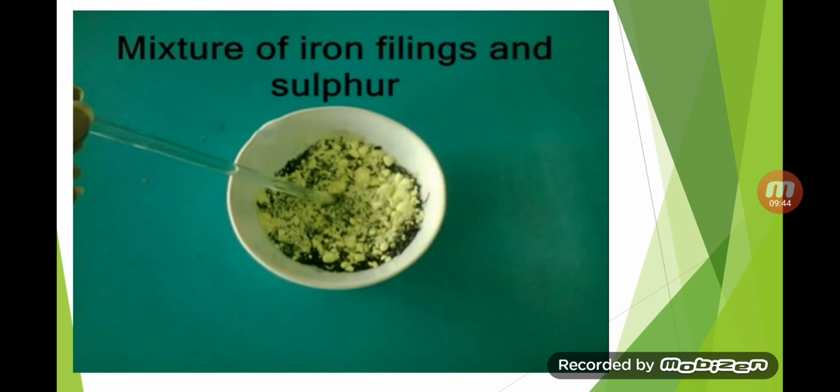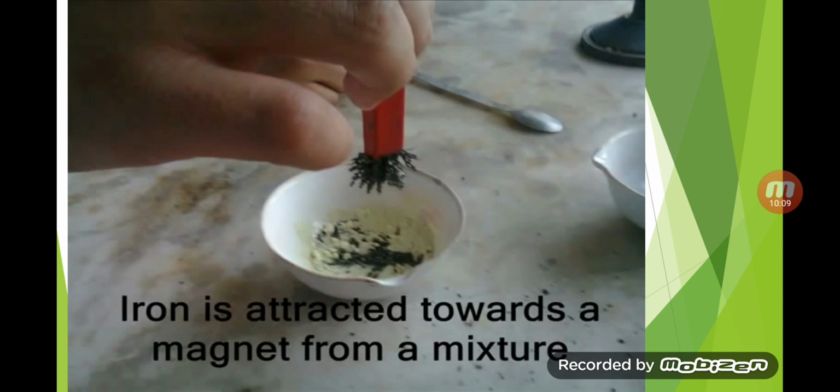Can you separate it out? Yes, we can separate it out by the use of a magnet, and this is called a mixture, because iron filings have their properties and sulfur has its properties, and that's why they can be separated by a simple physical process called magnetic separation. You can see that I have taken the magnet, and when you put the magnet near the china dish, all the iron filings will get attracted toward the magnet, and it will be separated out from the powder of sulfur.